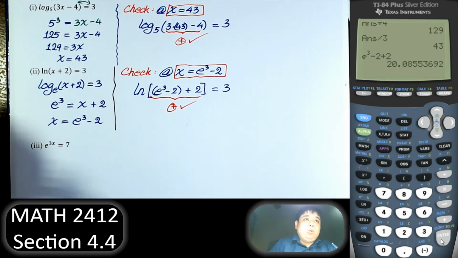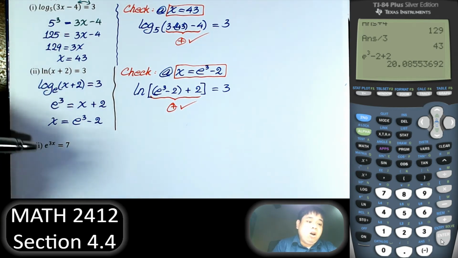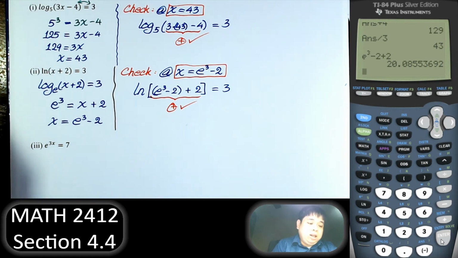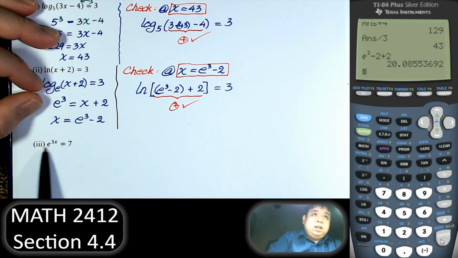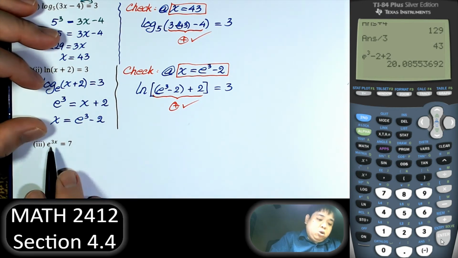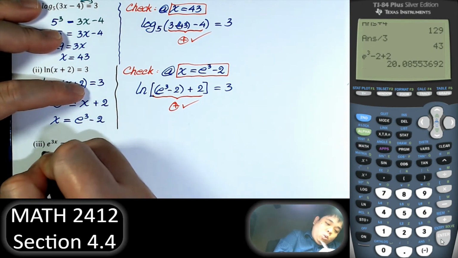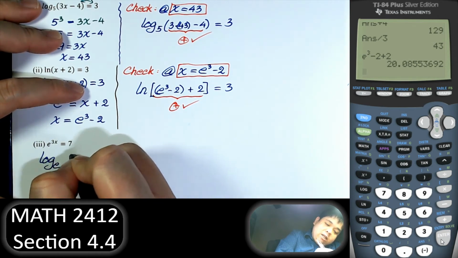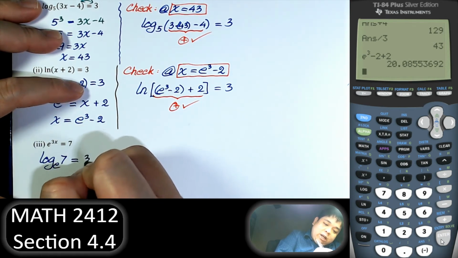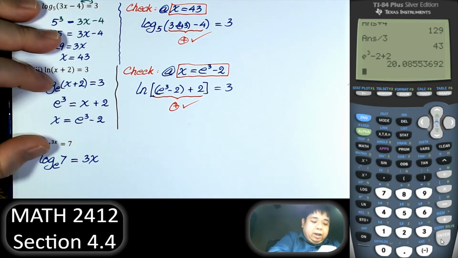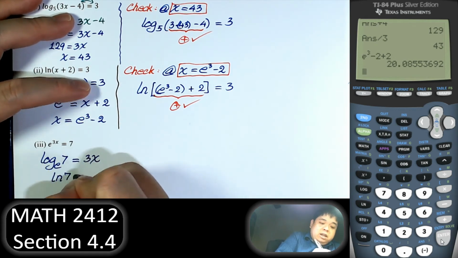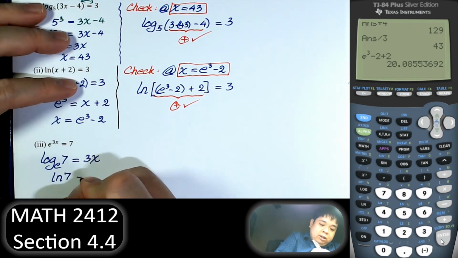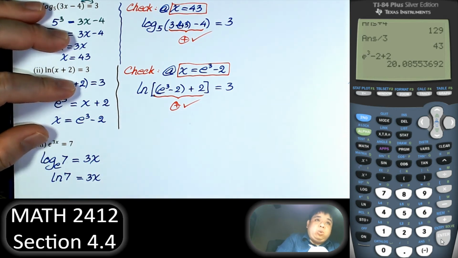Next, e to the 3x equals 7. Well, this is different. This is not a logarithmic equation. What we can see here is this is an exponential equation solved for x. So instead of that, we can swap this to log base e, swap the 7 and the 3x. And log base e of 7, we can write that as ln of 7 because base e is equivalent to ln. And then we can just divide by 3.